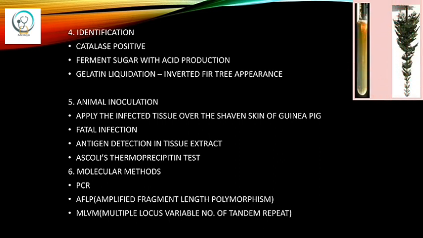Then animal inoculation. Apply the infected tissue over the shaved skin of a guinea pig. It causes fatal infection. The antigen detection in tissue extract is also preferred. Then Ascoli's thermoprecipitation test. Then molecular methods like PCR, AFLP method. It is amplified fragment length polymorphism, and MLVA is also used. It is multiple locus variable number of tandem repeats. That is the full form.